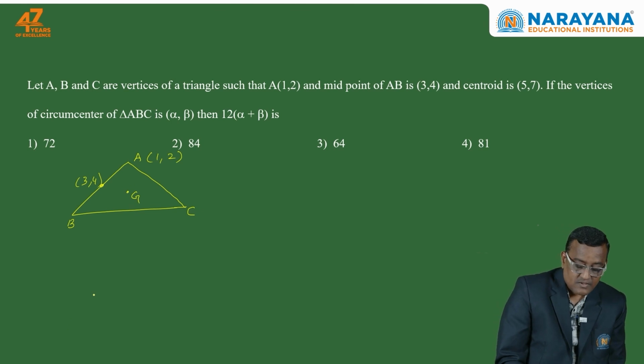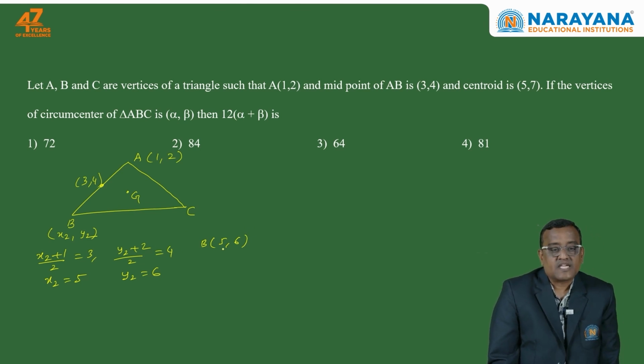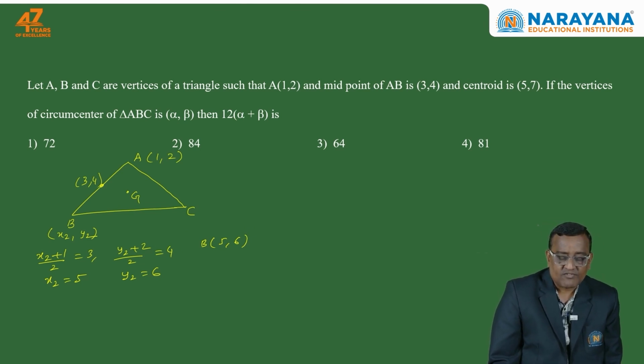Now, we can find the vertex B by using the midpoint formula. If B is (x2, y2), we have (x2 plus 1) by 2 is 3, (y2 plus 2) by 2 is 4. From this we get x2 as 5 and y2 as 6. Now B is (5, 6) and given the centroid, that is (5, 7).